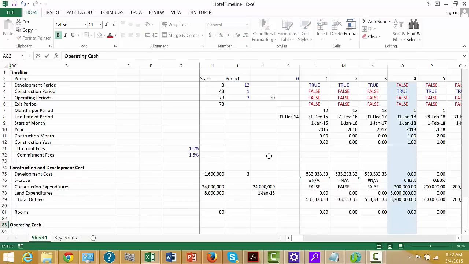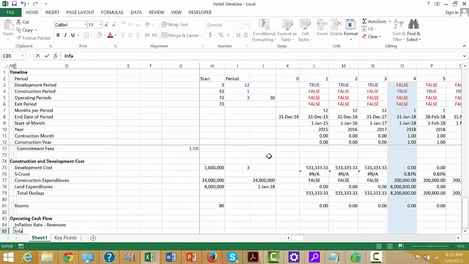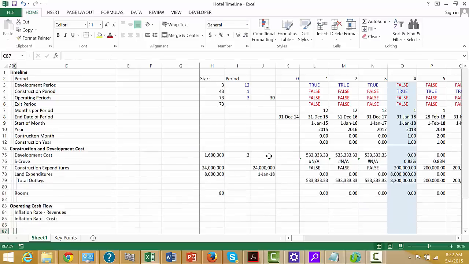I'm going to call it cash flow. And then let's put the first... we better put some inflation rates. Inflation rate for revenues. Inflation rate for costs.